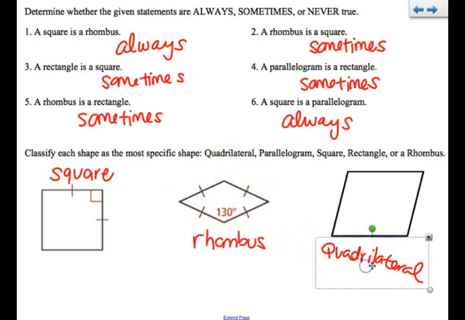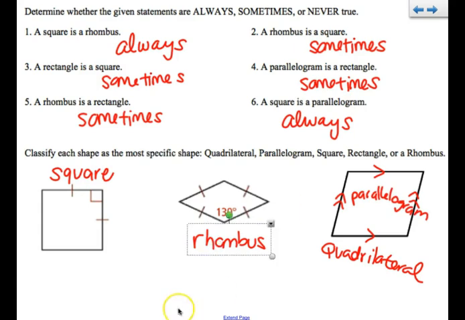And then over here, I had absolutely no markings. It looks like a rhombus, but you can't assume anything, so I don't even know if it's a parallelogram because it doesn't have any parallel sides. So that would be a quadrilateral. If they had told you that these sides were parallel with the arrows, then it would be a parallelogram. But other than that, you don't know.